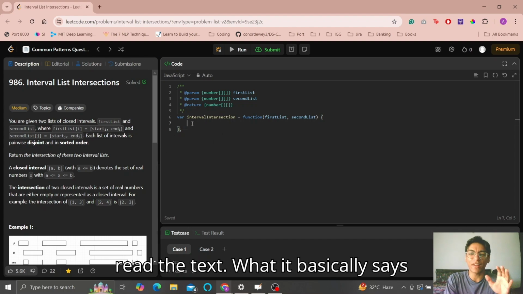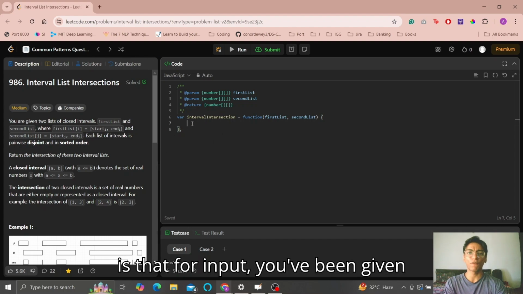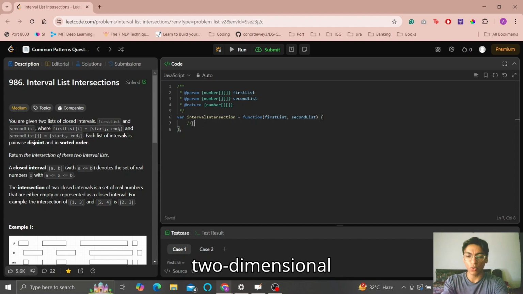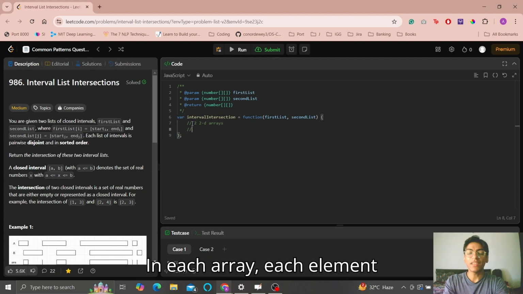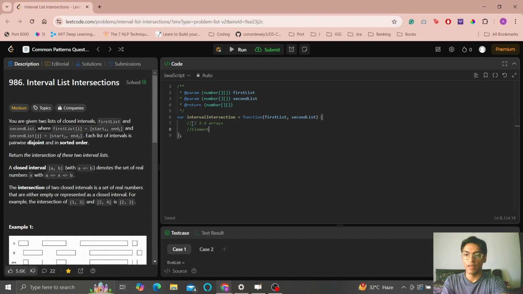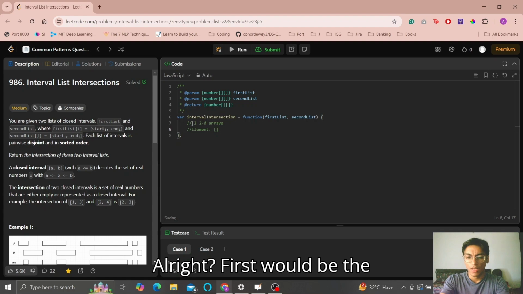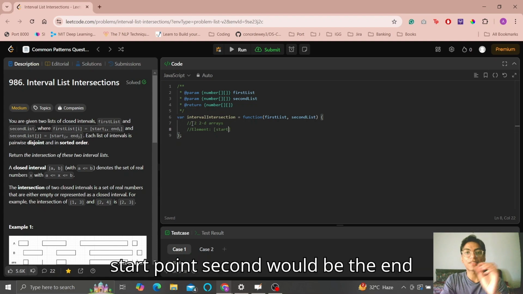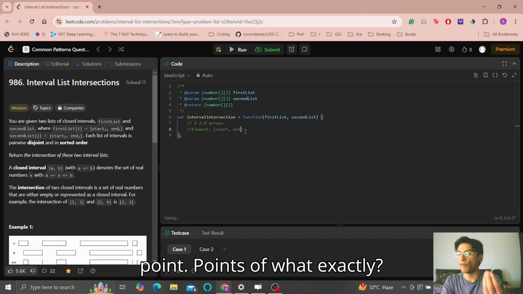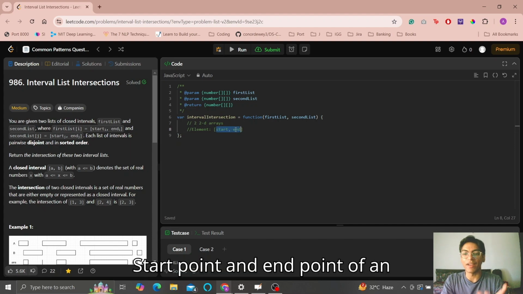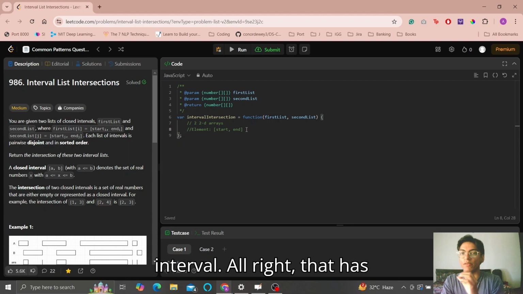What it basically says is that for an input, you've been given two two-dimensional arrays. In each array, each element represents an array of two elements. First would be the start point. Second would be the end point. Points of what exactly? Start point and end point of an interval.